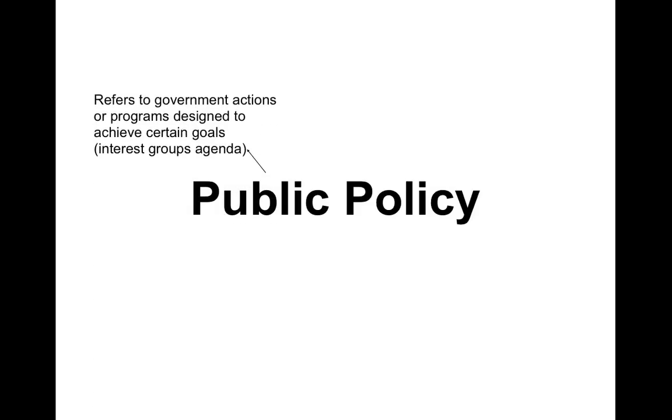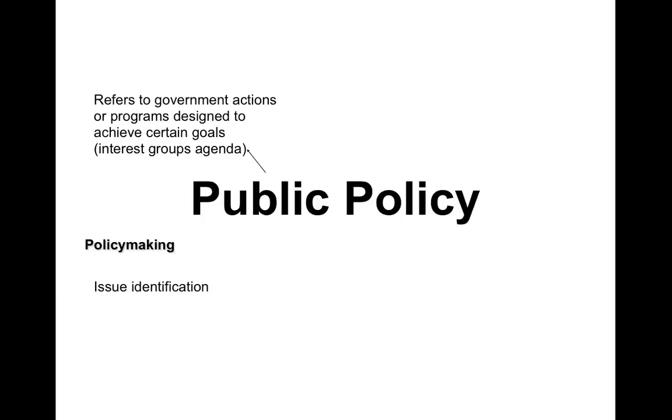And then the goal of any politician, any public official, with this here, is public policy. So public policy refers to government actions or programs designed to achieve certain goals. Again, this is what the interest groups' agenda is. This is what they want to influence. Interest groups like to influence public policy. The policy making process, the first thing you must do is identify an issue that you want to change, whether that be gun control or something of this nature.